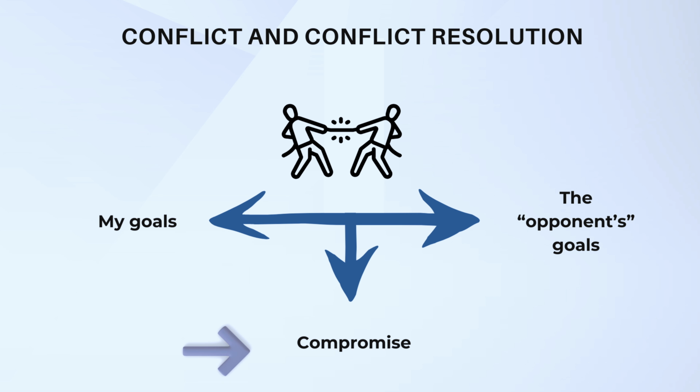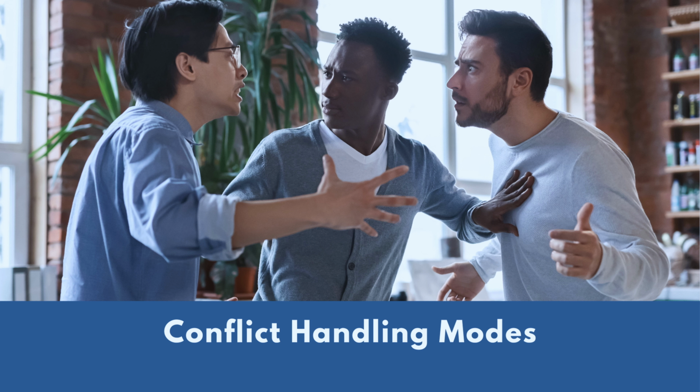And the downward arrow leading to compromise suggests that the common way to resolve such a conflict is for both parties to make concessions, find a middle ground, and agree on a solution that partially satisfies both parties. It implies that although neither party achieves their original goals completely, a compromise allows for a resolution that both can accept, mitigating the conflict. However, compromise is not the only option when there's conflict. We will look at the TKI model that will show you different perspectives on conflict handling modes.